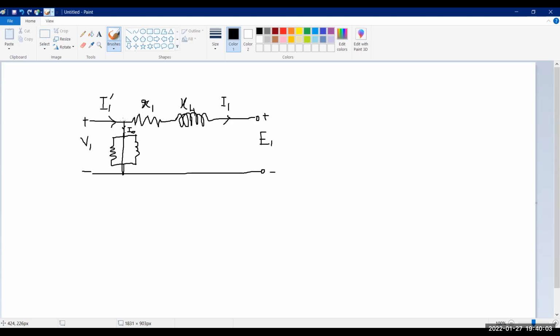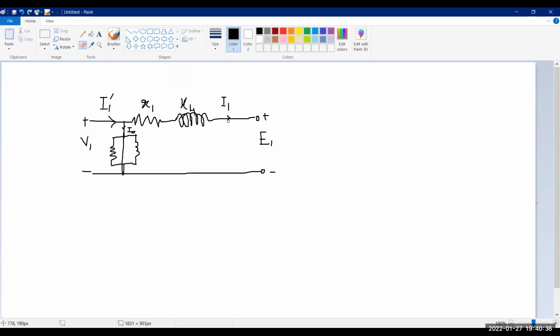Yes, sir. I1 prime. No, but through the R1 and XL1, I1 prime current will flow. But in your circuit, through R1 and XL1, I1 current is flowing. It is wrong. Got my point? Sir, I have taken the net current as I1 dash. But through R1 and XL1, what is the current flowing? It is I1. Is it I1 or I1 prime? Yes, sir. It is I1 prime. Then your circuit is wrong.